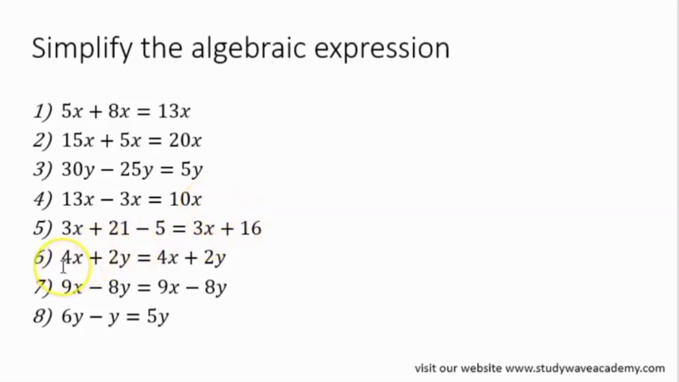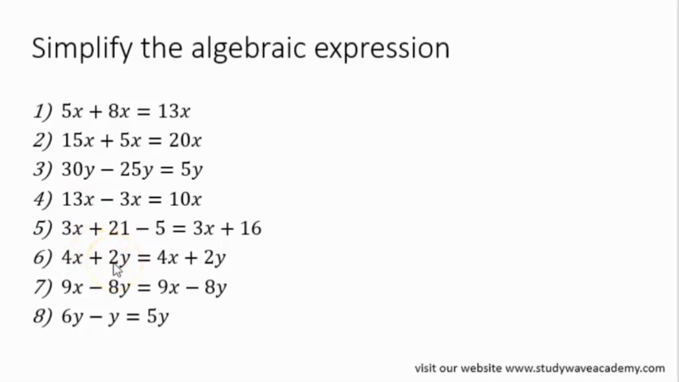Number 6, we have 4x plus 2y. Now, this is also a different equation. These two can't be added because they have different variables. No, they can be added though.